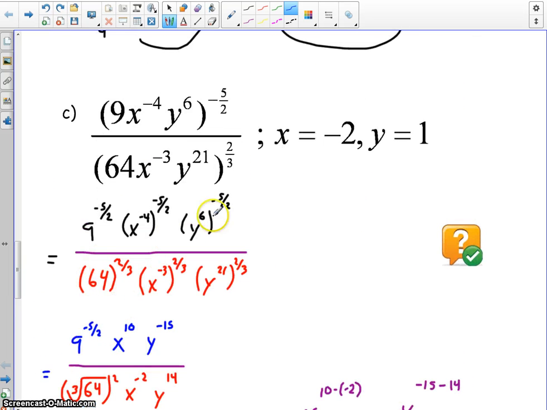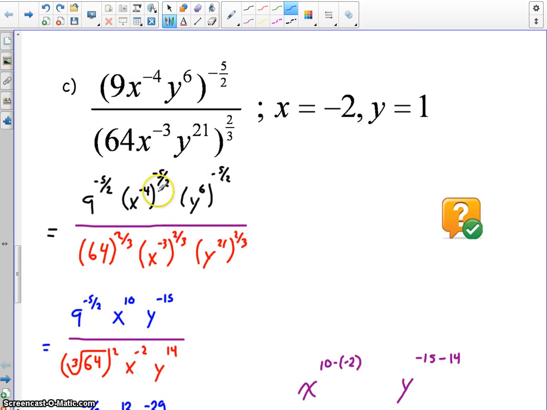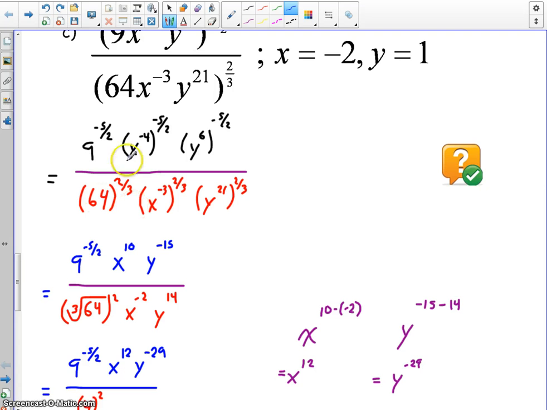Let's take a look. So the first thing I did was distribute the exponent through. So I have 9 to the negative 5 halves, x to the negative 4 to the negative 5 halves, y to the 6 to the negative 5 halves. I did the same thing with the denominator too. So I distributed 2/3 to the 64, to the x to the negative 3, and to the y to the 21. Okay. And after that, I just simplified it a little bit.